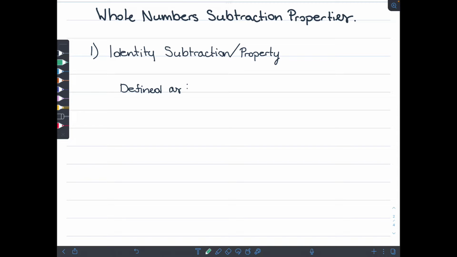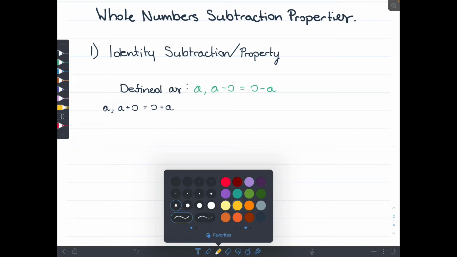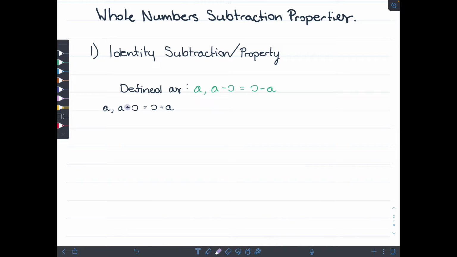Identity subtraction is defined as: for A, A minus 0 is equal to 0 minus A. Now you think to yourself, that looks pretty familiar. That's because it is the opposite of the property where A plus 0 is equal to 0 plus A. Do you see the difference? Key hint, our signs.